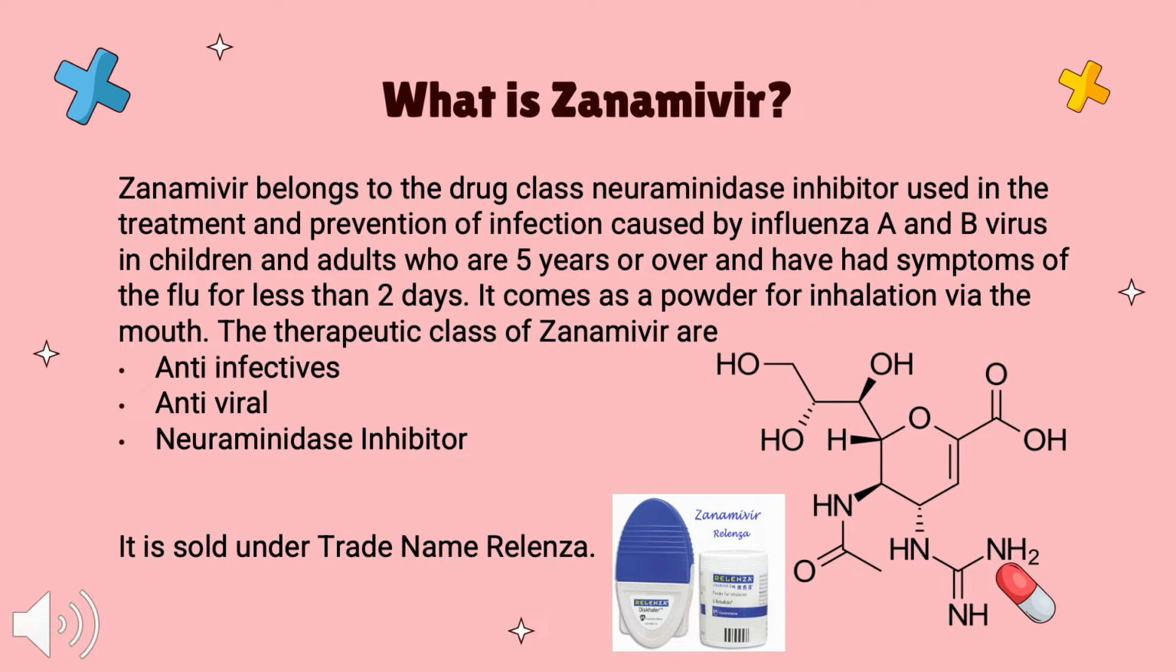Let's start with what is Zanamivir. Zanamivir belongs to the drug class neuraminidase inhibitor used in the treatment and prevention of infection caused by influenza A and B virus in children and adults who are 5 years or over and have had symptoms of the flu for less than 2 days. It comes as a powder for inhalation via the mouth, and the therapeutic class of Zanamivir are anti-infectives, antiviral, and neuraminidase inhibitor. Furthermore, it is sold under trade name Relenza.